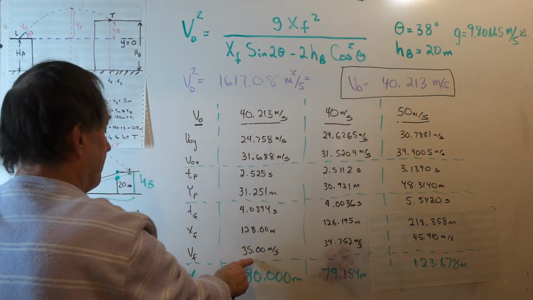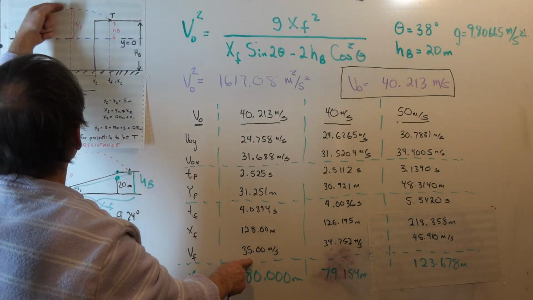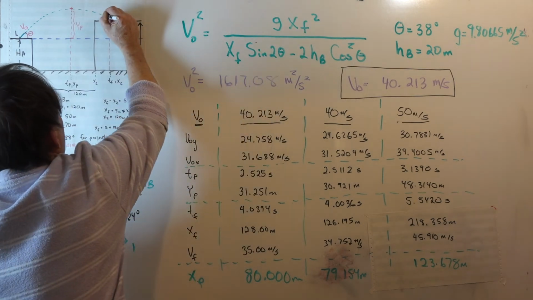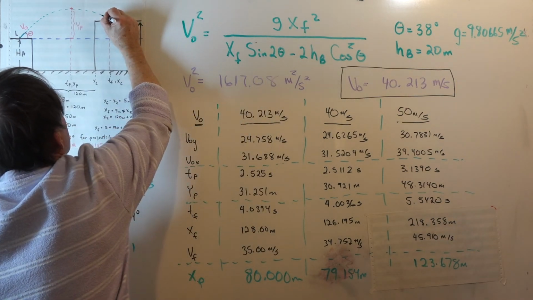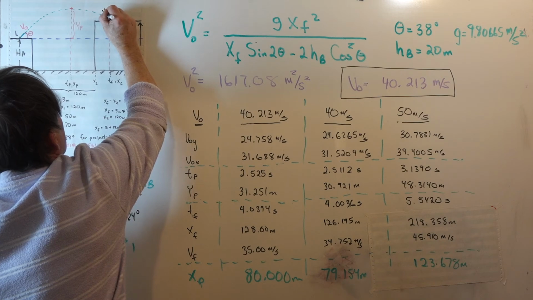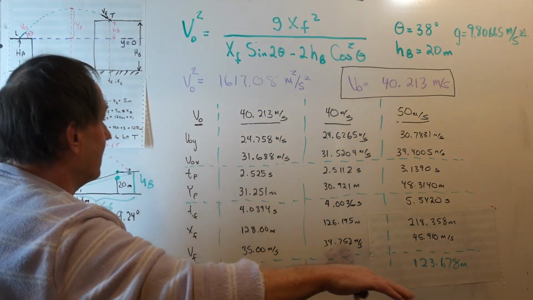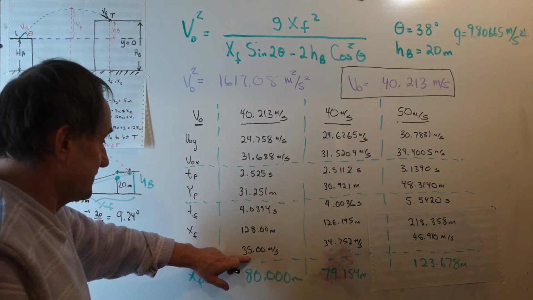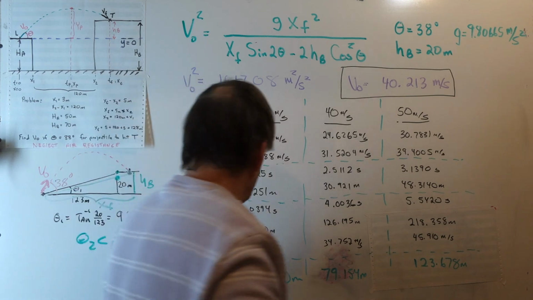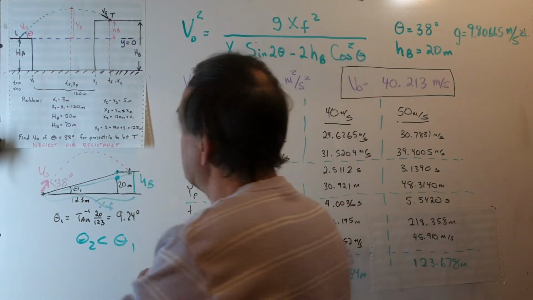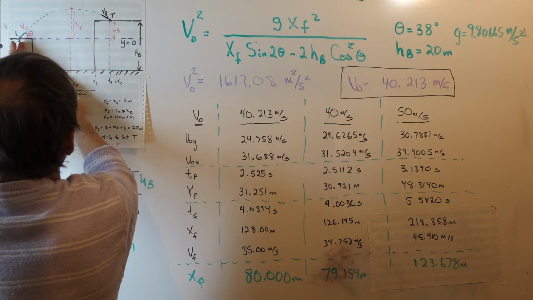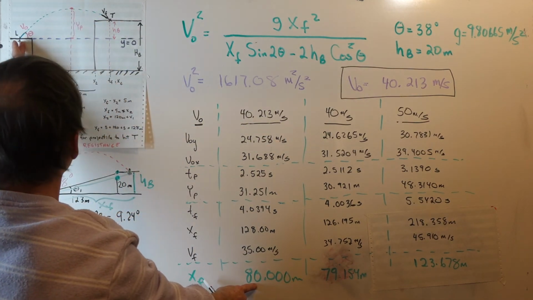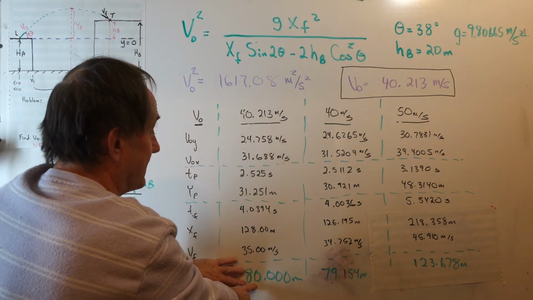And then the final velocity of the projectile when it's coming down, this is the final velocity vector here. I'll call that VF. That is the total velocity when it hits the target, and this is 35 meters per second. And then the distance out from the launch point to where we hit the peak is 80 meters when we actually hit the target.